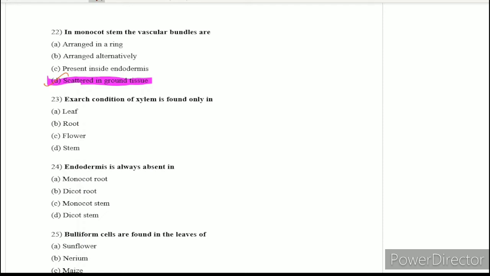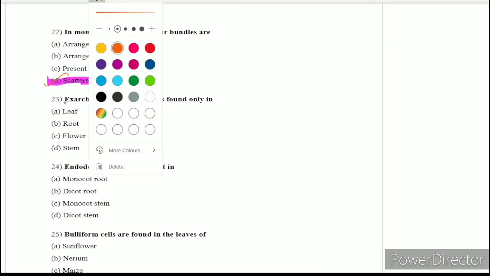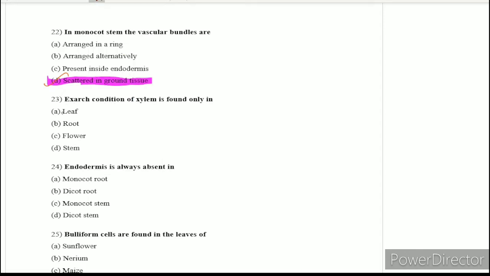Exarch condition of xylem is only found in: Option A, leaf. Option B, root. Option C, flower. And option D, stem. The correct answer is that exarch is the characteristic of root. In both monocot and dicot roots we can see exarch xylem. So the correct option is B.